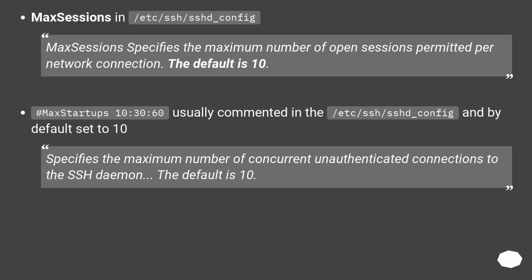#MaxStartups 10:30:60, usually commented in the /etc/ssh/sshd_config and by default set to 10. It specifies the maximum number of concurrent unauthenticated connections to the SSH daemon. The default is 10.